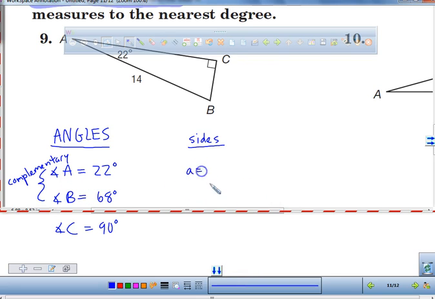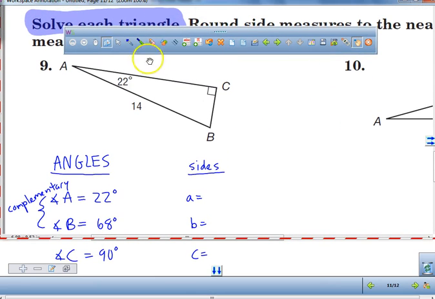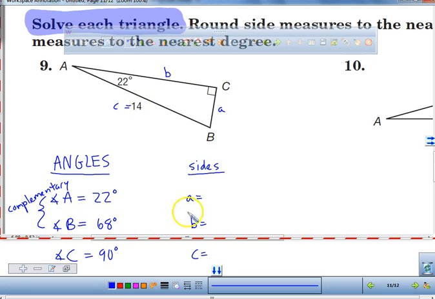Sides are always lowercase letters. Okay? So lowercase a, lowercase b, lowercase c. Lowercase a is across from capital A, lowercase b is across from capital B, and lowercase c is across from capital C. So here's how you would identify them. There's the capital A, so you put the lowercase a right here. Here's the capital B, you put the lowercase b right here. There's the capital C, so that means our number 14, right there, that's the length of side C. So the lowercase letters are directly across from what? Across from the angle. They go on opposite sides of each other every single time.